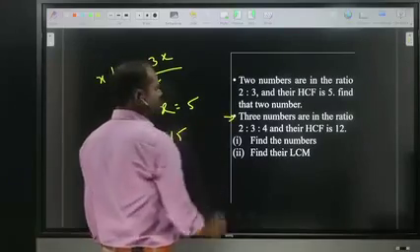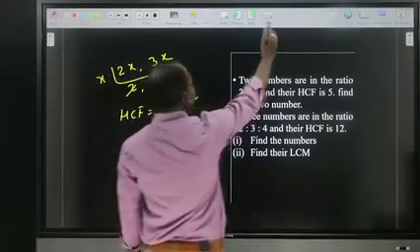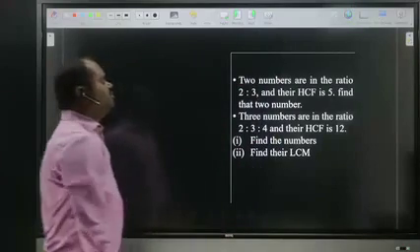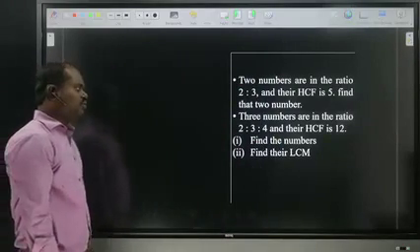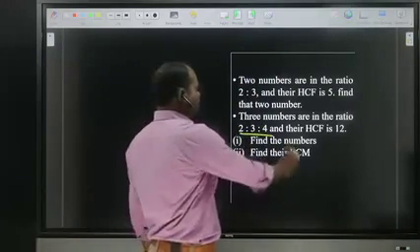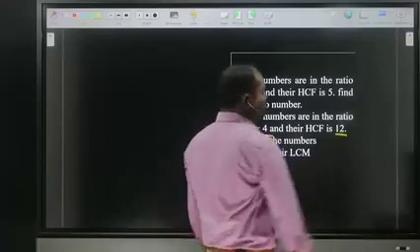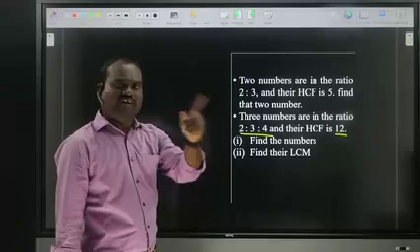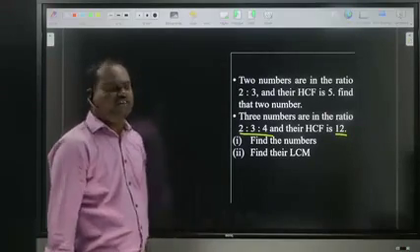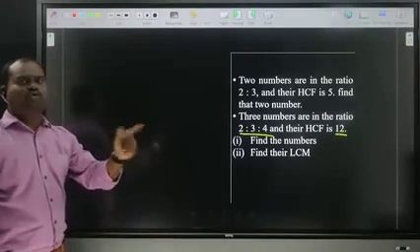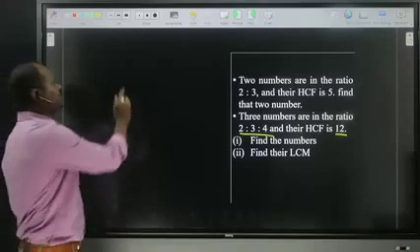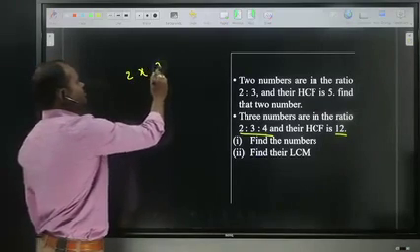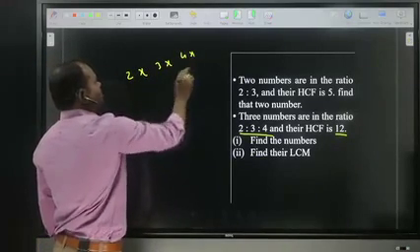Now, three numbers are in the ratio 2:3:4. The HCF is 12. Find the numbers and find their LCM. I give two questions: find the numbers as well as find their LCM. Now the ratio is 2:3:4, so take it as 2x, 3x, 4x.